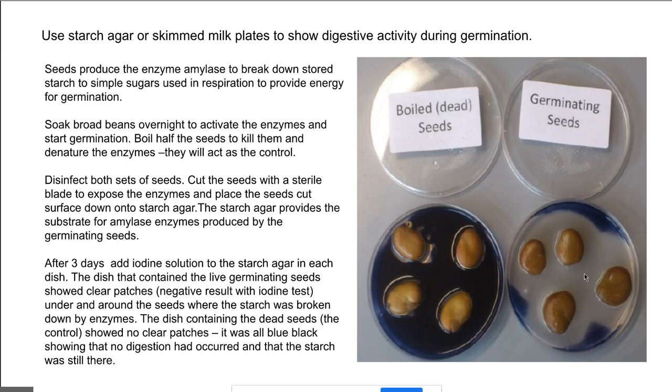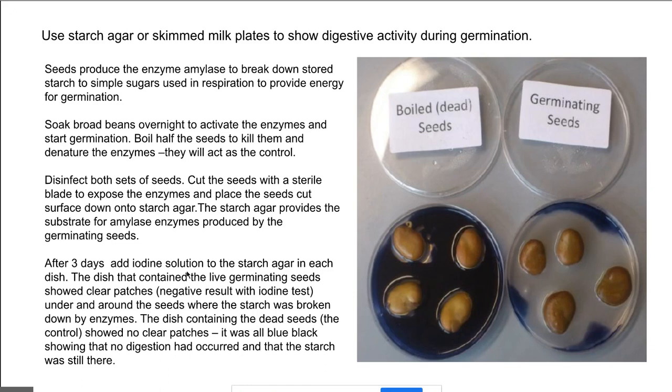This jelly here is called starch agar. It just has a little bit of starch added to agar. Agar is a jelly. The starch agar provides a substrate for amylase enzymes produced by the germinating seeds. So these seeds are producing amylase, and some of the amylase will soak out into the agar.